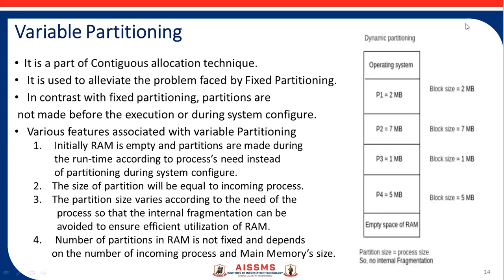Next is variable partitioning. Variable partitioning is a part of the contiguous allocation techniques. It is used to alleviate the problems faced by fixed partitioning. In contrast with fixed partitioning, partitions are not made before execution or during system configuration. Various features are associated with variable partitioning. Initially, RAM is empty and partitions are made during runtime according to process need instead of partitioning during system configuration. The size of the partition will be equal to the incoming process. The partition size varies according to the need of the process so that internal fragmentation can be avoided to ensure efficient utilization of RAM. The number of partitions in RAM is not fixed and depends on the number of incoming processes and main memory size. This is the diagram of dynamic or variable partitioning.